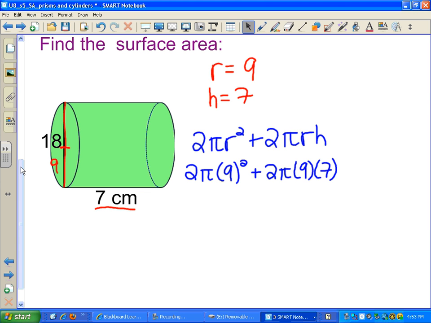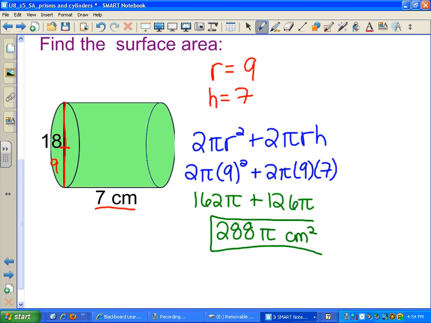Let's go ahead and simplify it. 9 squared is 81 times 2 is going to give me 162 pi, plus 2 times 9 times 7 is 126 pi. Since they both have pi, I can add those together, 126 plus 162, and I get 288 pi centimeters squared. So that is the surface area of my cylinder. So there you go. This is how you find surface area of prisms and cylinders.